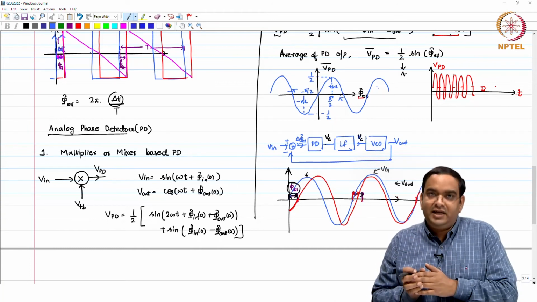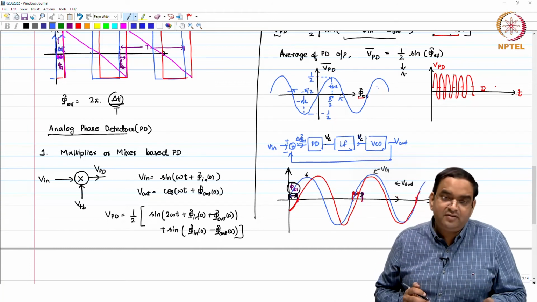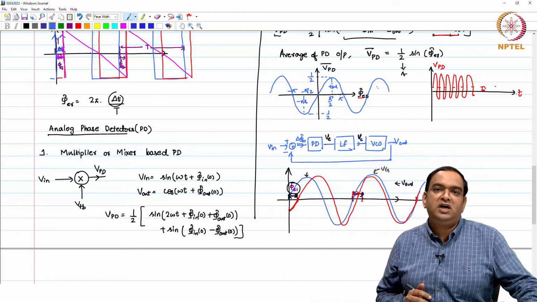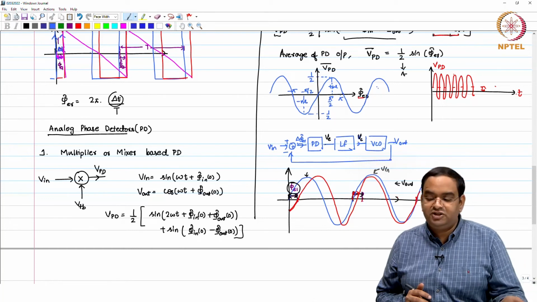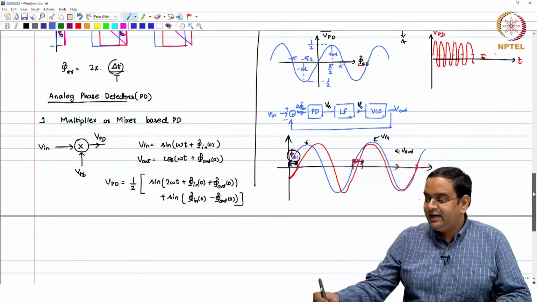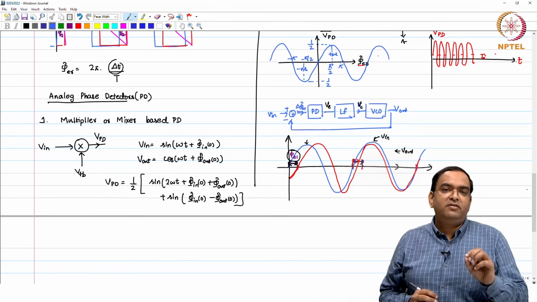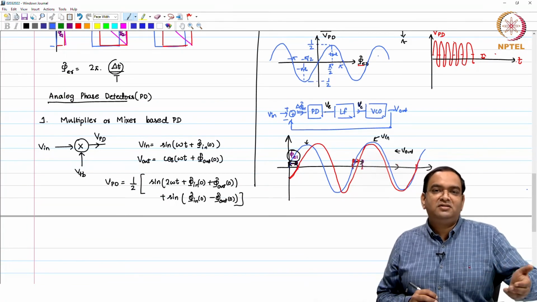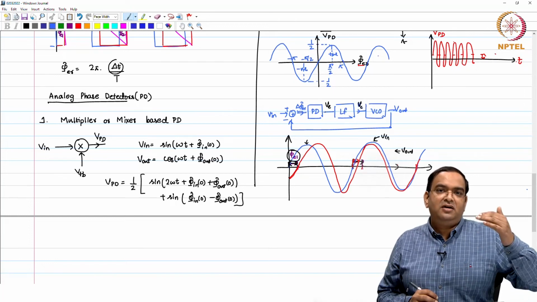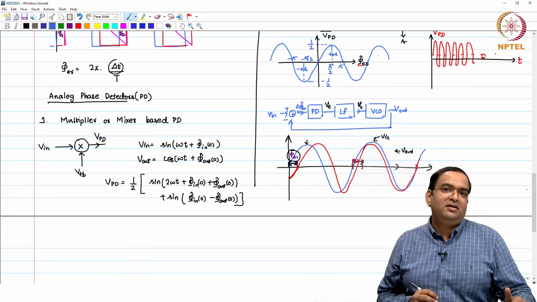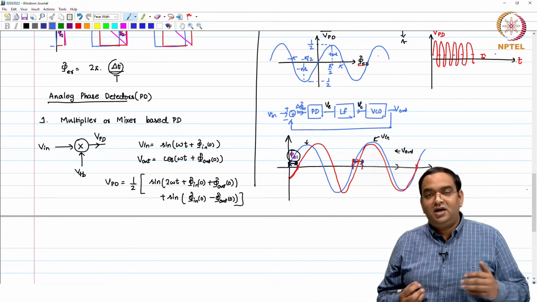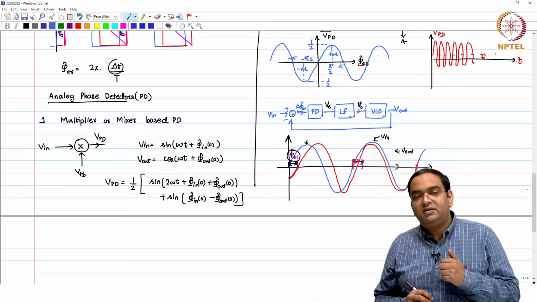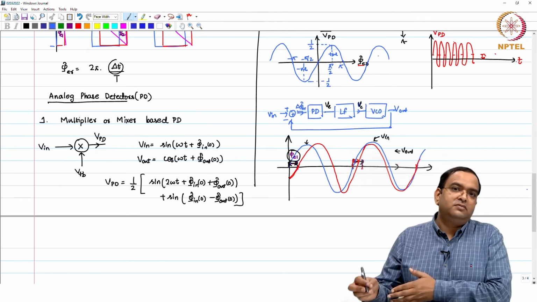What we would like in a linear system is that if my phase error is positive, the phase detector should give me a positive output voltage. If the phase error is negative, it should give me a negative output, because when we have a linear output, the system will behave in a linear time invariant manner. Otherwise, if it becomes non-linear, it will not lock well.